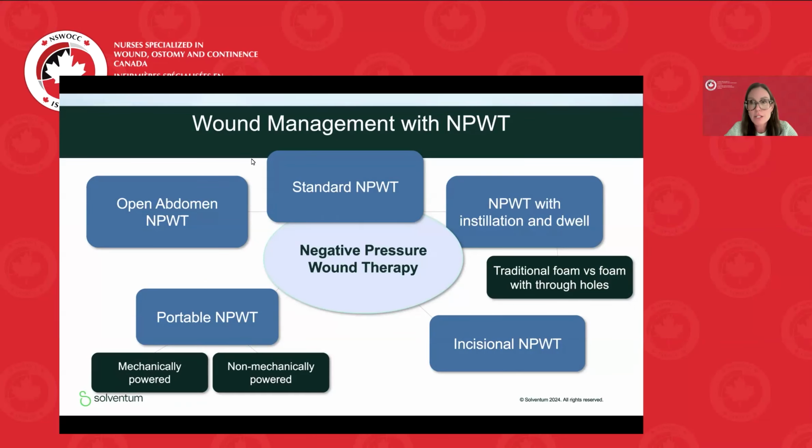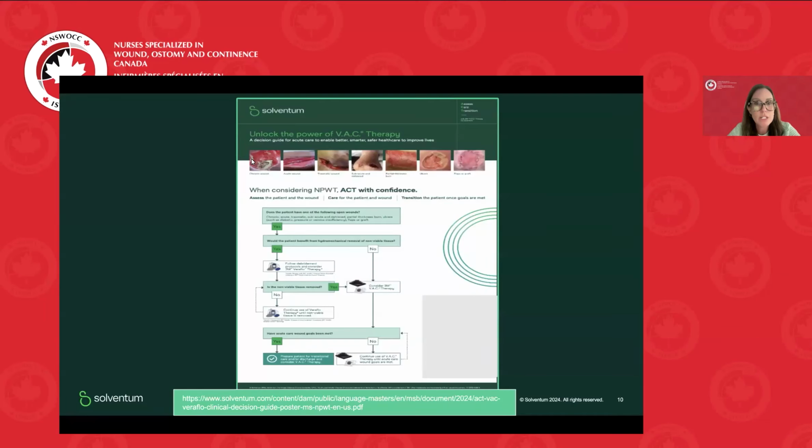But we have the devices, the Abthera for the big open abdominal wounds. We have our standard negative pressure. For patients that are ambulatory, there's the portable. We're not going to go through all of those laboriously tonight, but we are going to go through some of them, especially the more innovative and recent.